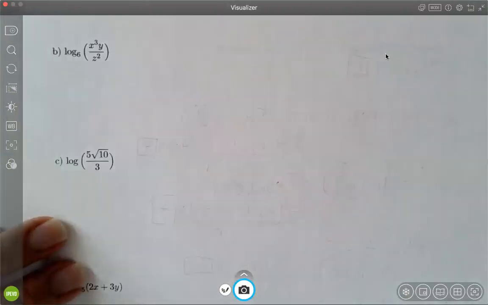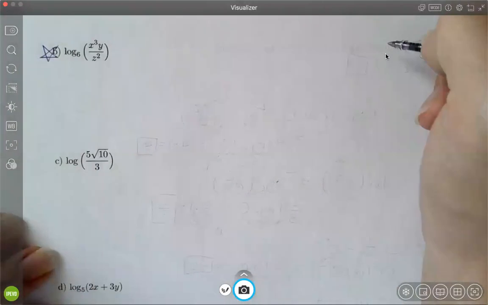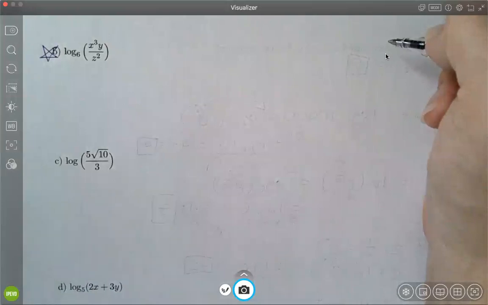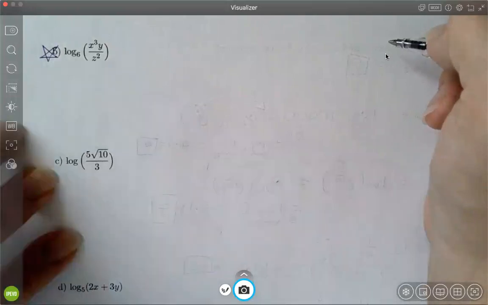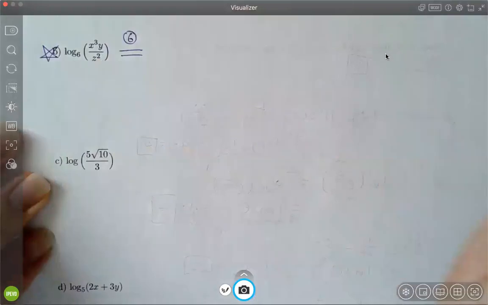Now, part B. Hopefully you can see what to do because there are some exponents here. So we have log base 6 of x cubed y over z squared. By just literally looking at this expression, the very first thing that you have to notice is what? There's a fraction, right? So there's a fraction within the log. What does that mean? Due to rule number 6, a fraction turns into subtraction, right?